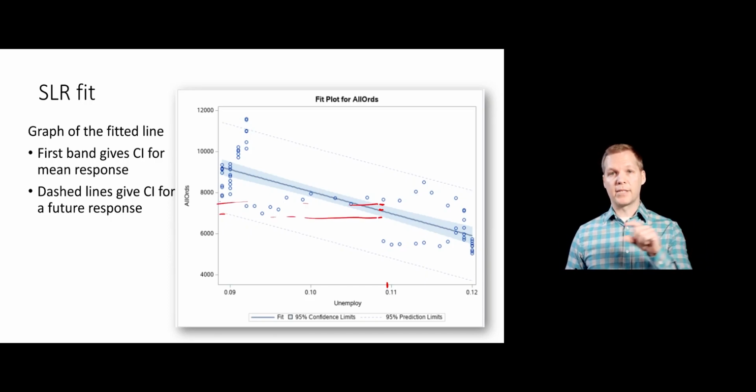So again, that inner band is giving us a confidence interval for the mean response, so the mean of all ORDS values at all x values that would take on an employee of whatever you're at. And then the prediction interval is for a future value of all ORDS for that x.